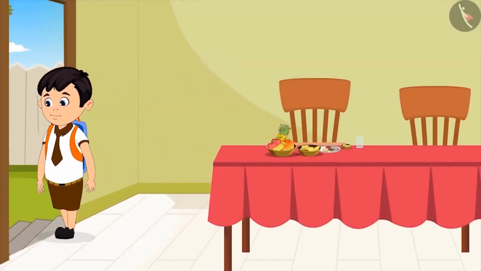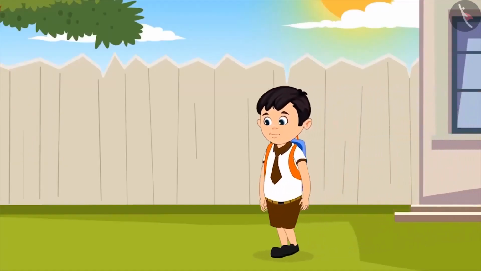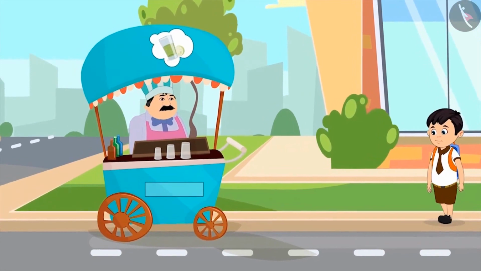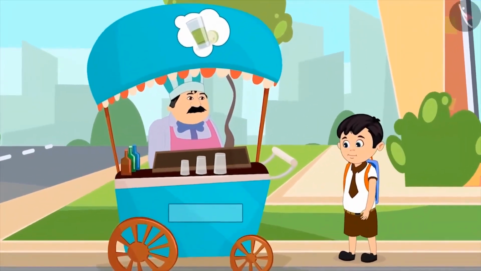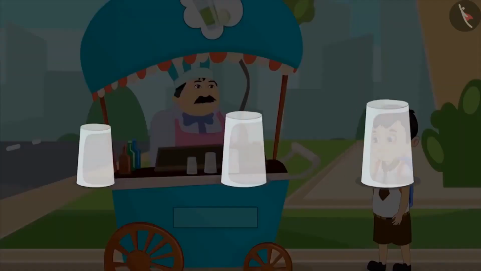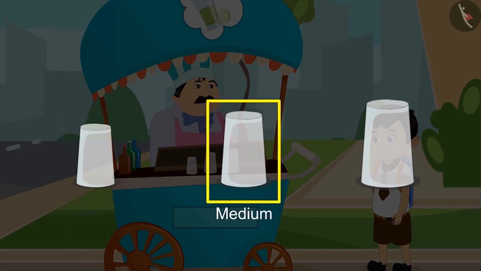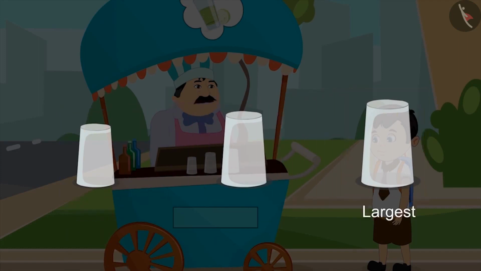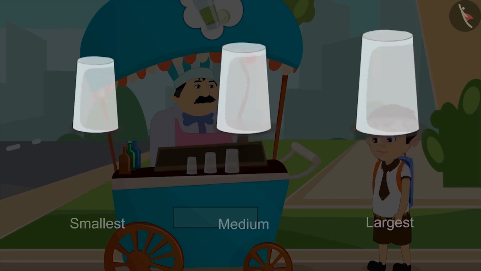Now, after eating his morning breakfast and drinking milk, Chotu leaves for school. On the way, he sees a lemonade vendor. The lemonade vendor has three different sizes of glasses: a small glass, a medium-sized glass, and a large glass. So children, can we say that all three glasses are placed in an order?